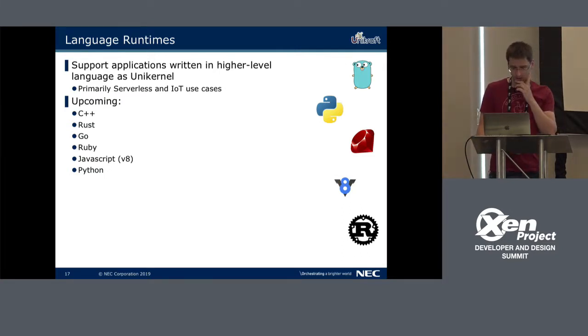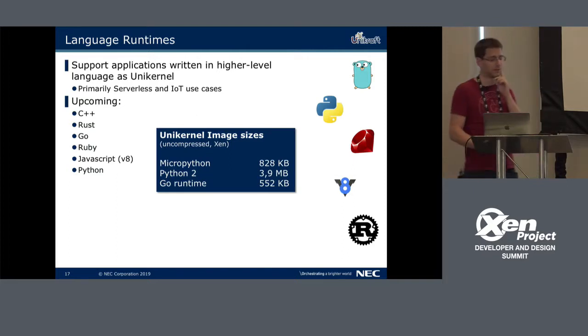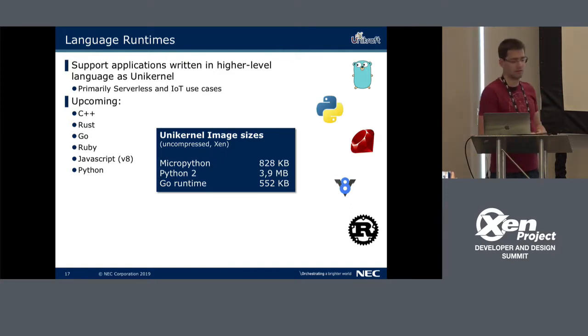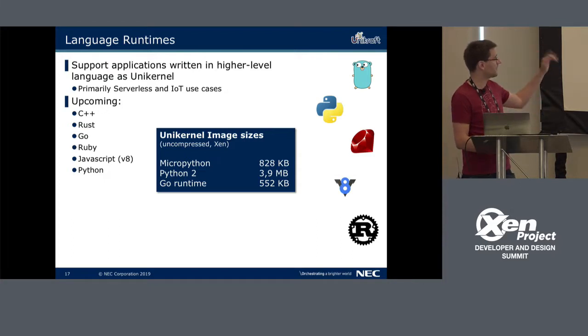And I want to show you some interesting early numbers that we got: how big such unikernels actually are with a particular language environment. For instance, for Python 2 programs, we have two implementations. One is based on MicroPython, which is an embedded project for running Python programs on microcontrollers. There we get a Python environment with Unikraft running on Xen, and this is an uncompressed image of 828 kilobytes. If we use the standard Python 2 environment, this is roughly 3.9 megabytes.